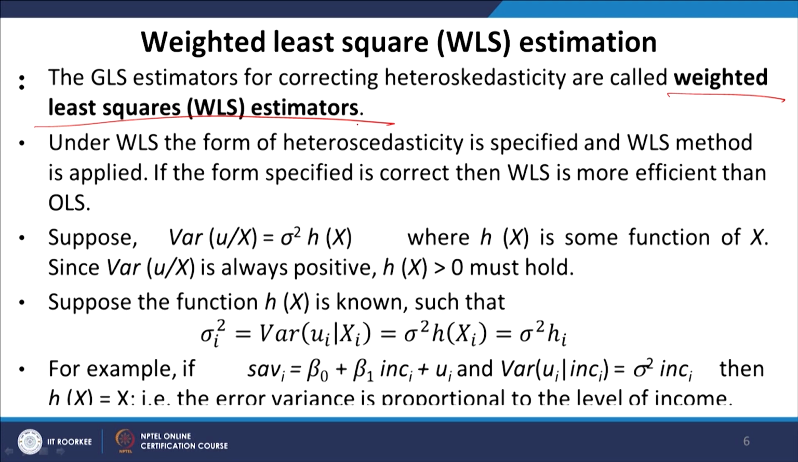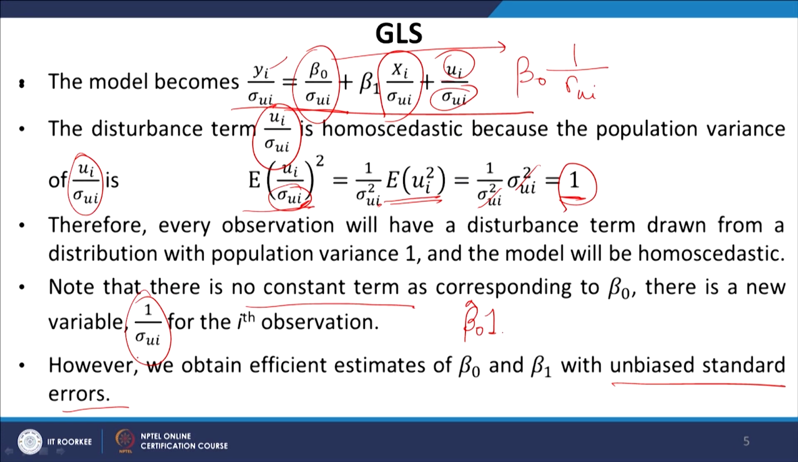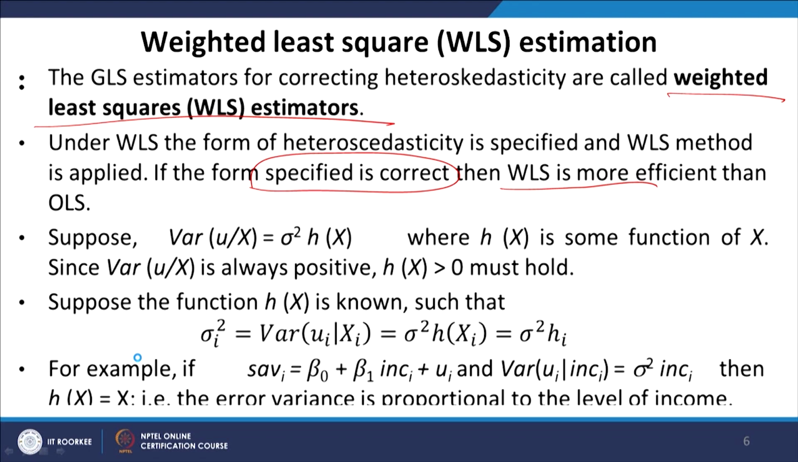Under WLS, the form of heteroscedasticity is specified and the WLS method is applied. If the form specified is correct, then WLS is more efficient than OLS. Of course, specifying the form correctly is not an easy thing, but if we can specify the form, then as I have just explained, WLS becomes more efficient. So, the previous example is also an example of WLS, but in a more generalized context. Now, we are becoming more specific by bringing in the definition of WLS.